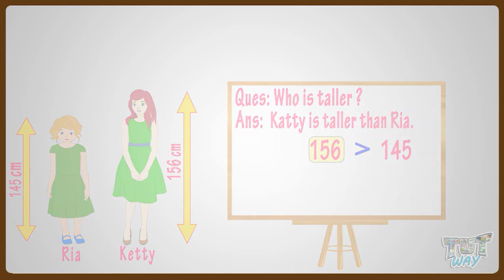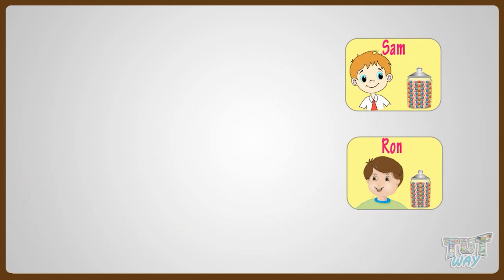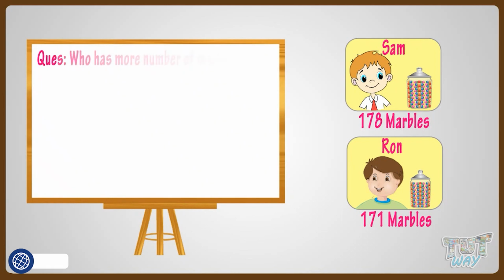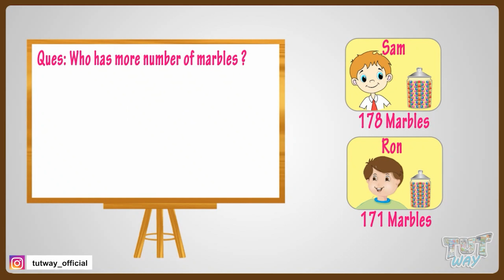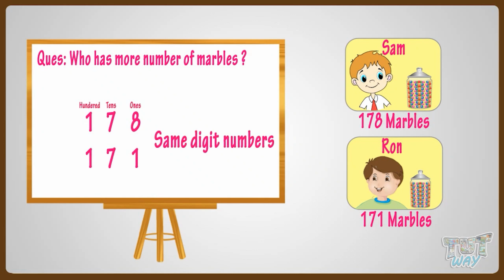Now, let's take another example. Here are two boys, Sam and Ron. Sam has 178 marbles, and Ron has 171 marbles. Then, who has more number of marbles? Let me help you compare the numbers. The two numbers are same-digit numbers.